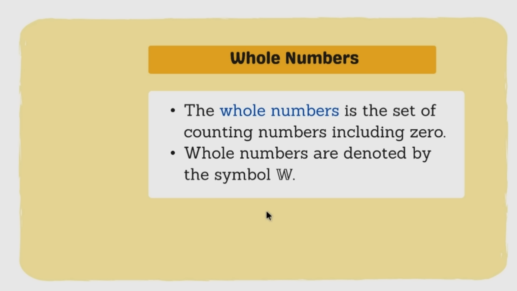Next one is what we call the whole numbers. Okay, after nating matutunan yung mga counting numbers natin, we also were able to understand that there are other symbols to indicate nothing, which is zero. Okay? Yun na yung kasama sa whole numbers natin. The whole numbers is the set of counting numbers including zero. Whole numbers are denoted by the symbol W.